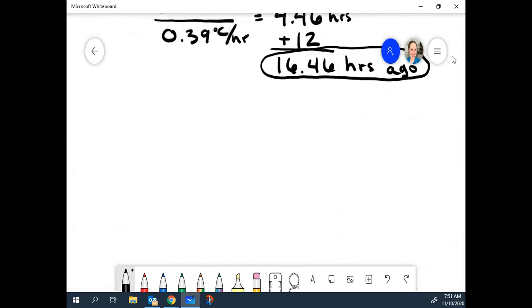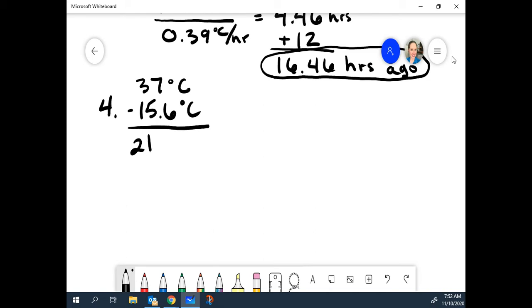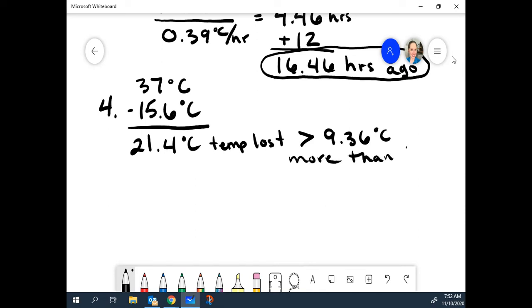All right, so then we're going to look at number 4. This time the body is really cold. We're looking at 15.6 degrees Celsius. So if we do 37 degrees Celsius minus that, what are we getting now? 21.4 degrees Celsius is the temperature lost. Is that greater than or less than 9.36? It would be greater than, so this is definitely more than 12 hours ago. If it got this cold, we would say it was probably in a refrigerator or something. Like there's a condition going on. Room temperature in Celsius is about 25 degrees. So this is cold.